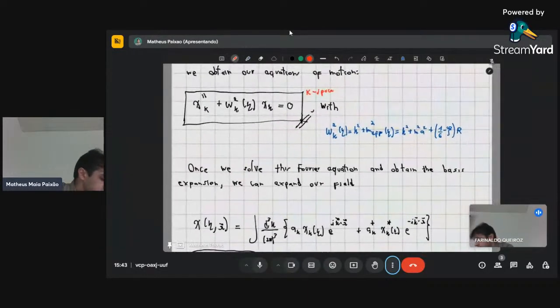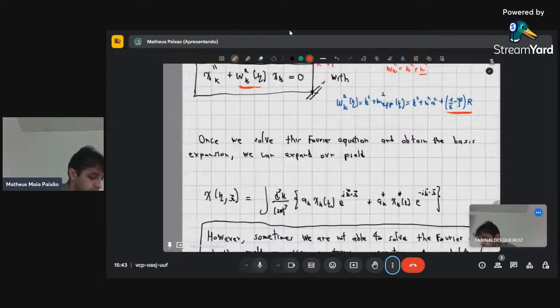So once again, this frequency here depends on the mass. In the Klein-Gordon case, it's just k squared plus m squared. But here it's the same, but instead of m, we have the effective mass, that depends on gravity. Depends on the Ricci scalar.